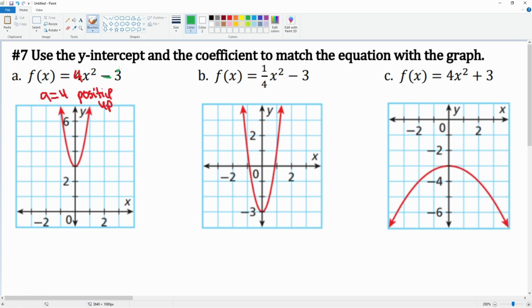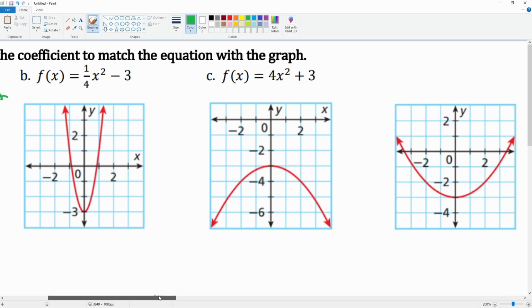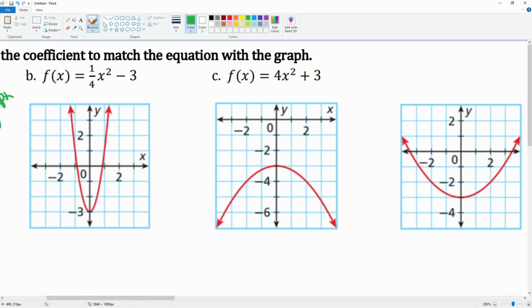The constant here is -3. So c equals -3. What is important about that is that it's actually going to get us the y-intercept. That means the y-intercept is going to be the point (0, -3). So let's look for that. Something positive, and the y-intercept is -3. And so we know that it's either the second one or the last one.